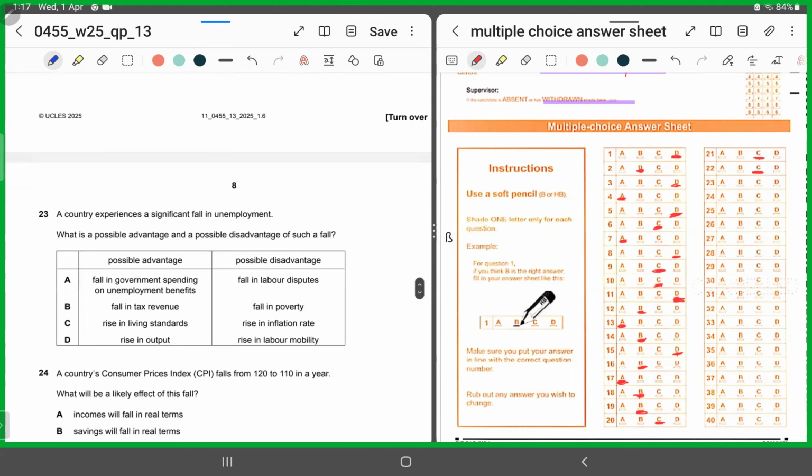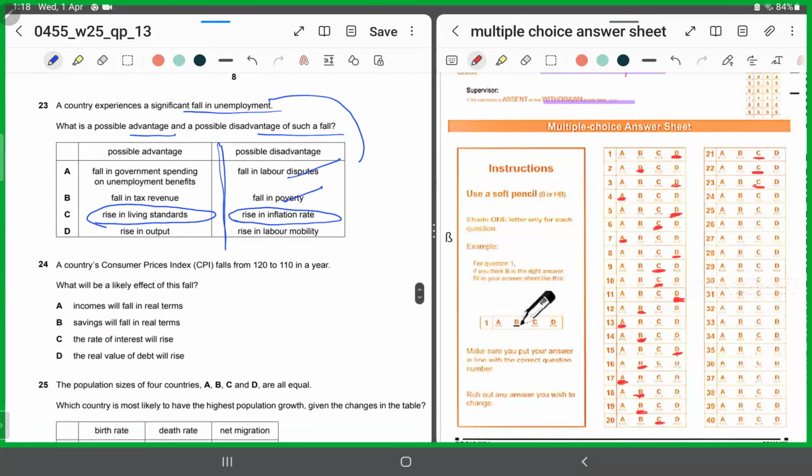A country experiences a significant fall in unemployment. What is a possible advantage and a possible disadvantage? So if a country experiences a fall in unemployment, what would be a disadvantage? First, look at this part. A fall in labor disputes, that would be an advantage, chop it off. A fall in poverty, again, that would be an advantage, chop it off. A rise in inflation rate, yes, that could be a disadvantage because unemployment falls, people would be spending more, there would be demand pull inflation. What about an advantage? Yes, living standards could improve because people would be better off, they will be earning incomes. So for 23, we'll shade in C as the correct answer.